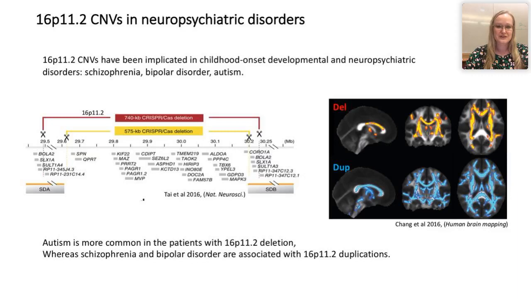16p11.2 copy number variations have been implicated in several neuropsychiatric and neurodevelopmental disorders like schizophrenia, bipolar disorder, and autism. Autism is more common in patients with 16p deletion, whereas schizophrenia and bipolar disorder are more common in 16p duplication. Brain imaging studies have shown that patients with deletion have macrocephalic brain growth, which is increased brain volume, and patients with 16p duplication have microcephalic brain growth, which is decreased brain volume, shown here in this picture in blue.